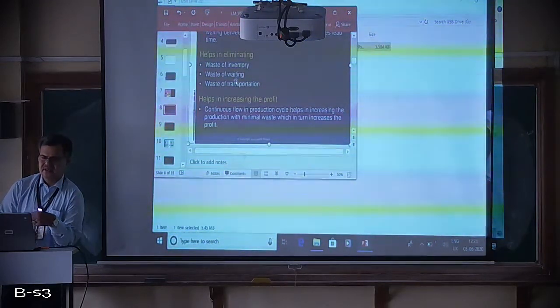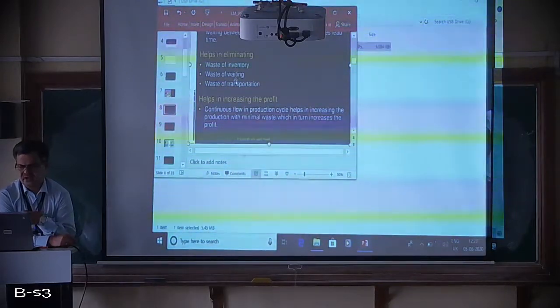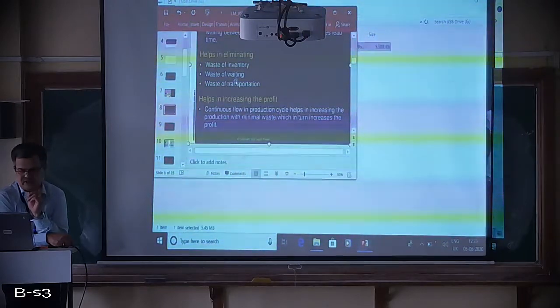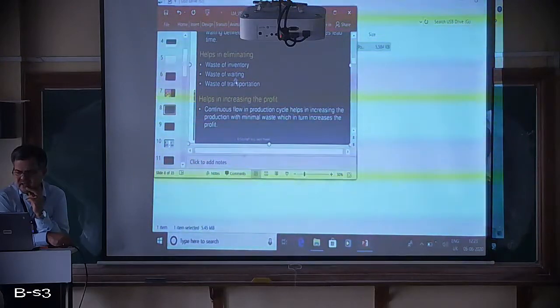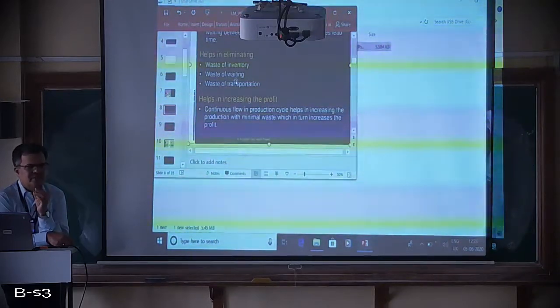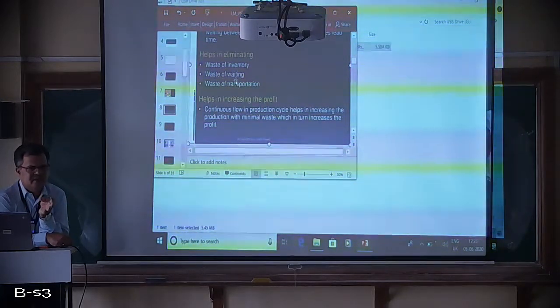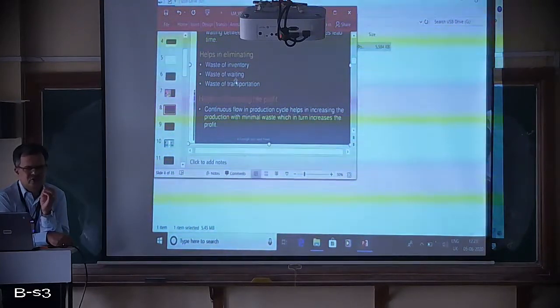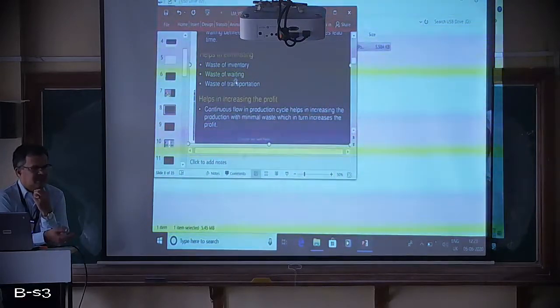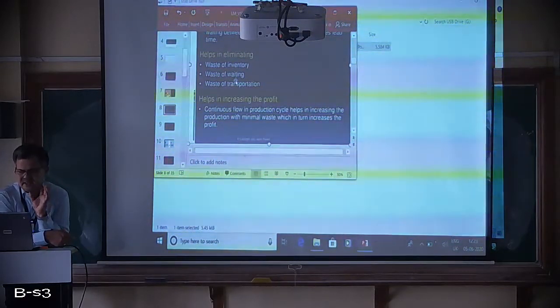And in addition to that, continuous flow is also going to help increase the profit. Continuous flow in the production cycle helps in increasing the production with minimal waste, which in turn increases the profit. Certainly, when there is no waste in terms of anything, either inventory or transportation or movement or storage, when there is no wastage, certainly the profit also increases. So it helps in increasing the profit.